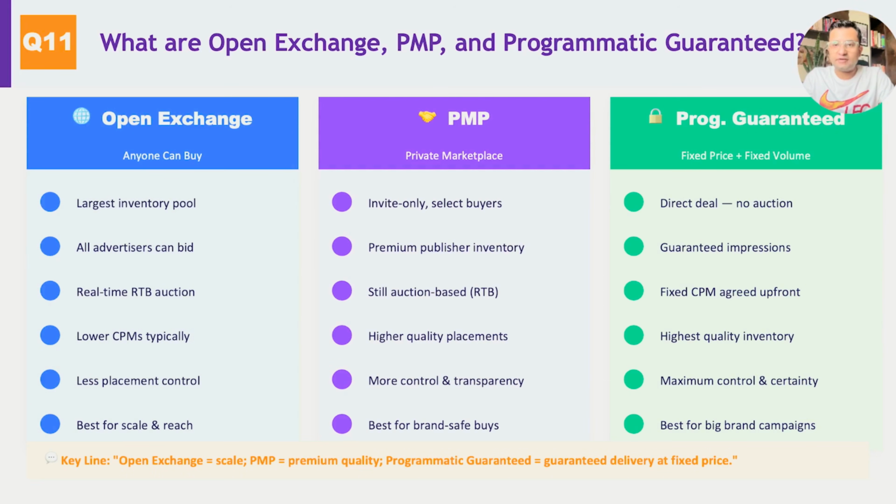Highest quality inventory is available from PG deals. You have maximum control and certainty that my ads are not going to be shown anywhere I do not want to. So maximum control you have and certainty you have. It's best for the big brand campaigns, especially those who are concerned about their brand safety, viewability, and quality inventory, and the prices. They want a guaranteed number of impressions to be promised. So that's how a PG deal works. The key line to give as a one-liner answer would be: open exchange is for scale, PMP is for premium quality, and PG is for guaranteed delivery at fixed price.